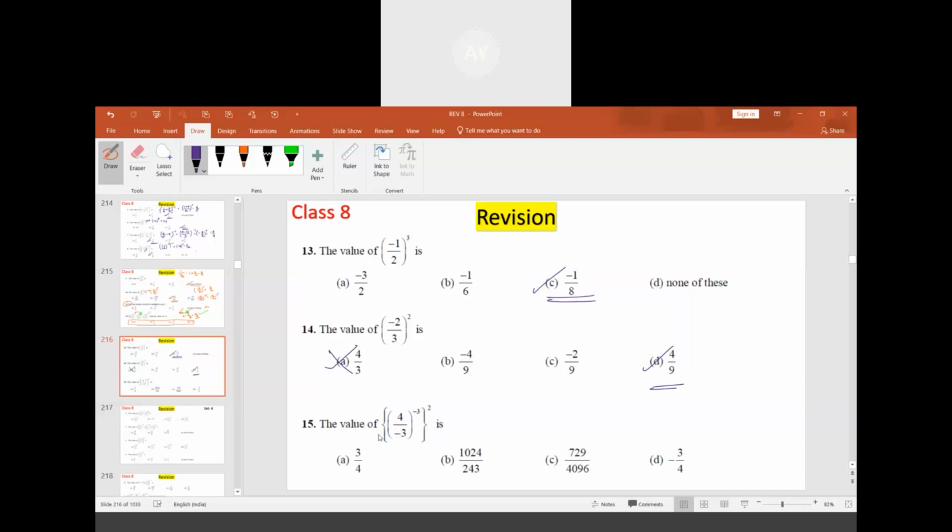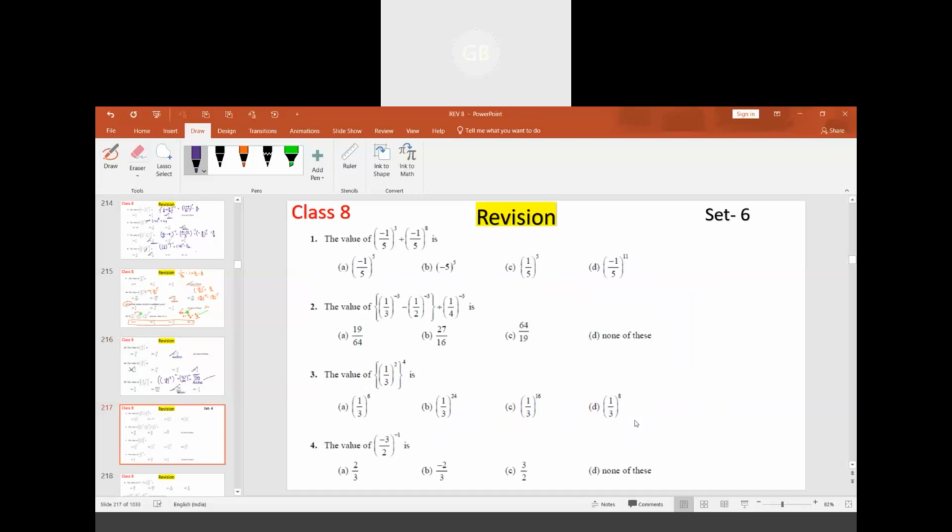The value of minus 6. The reciprocal becomes minus 3 by 4 to the power 3, whole square, so option B. Option C, sir. 729 divided by 64, minus 3 to the power 6, sir. 729 divided by 64 squared is 4096. Option number C is the answer.